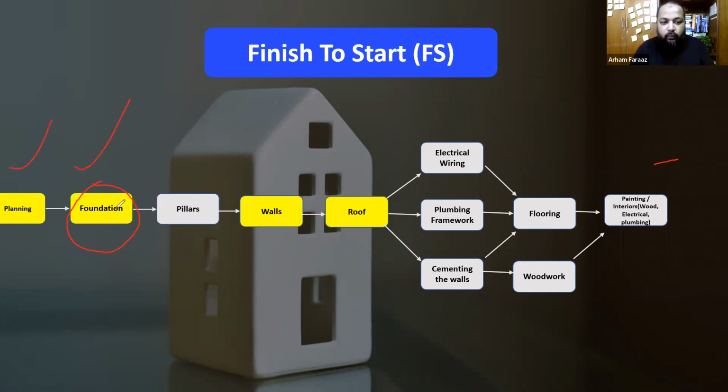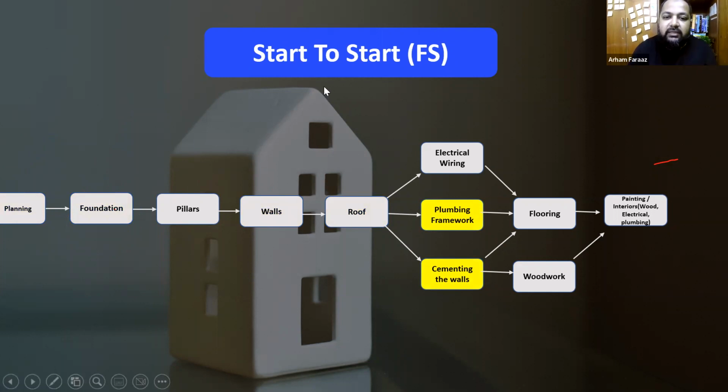So like this, you have got foundation is one, pillars is two, walls is three, and roof is four. All of these four items have got mandatory dependencies, and the relationship is called finish to start kind of relationship. So that's about the relationships over here. Now let's look into the other relationships which you have. Next slide, please. Okay, let me go there.